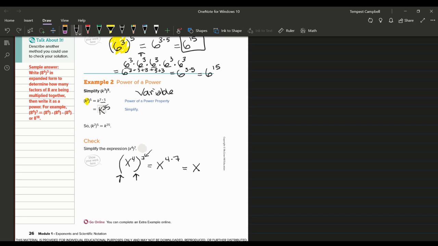And so we get x to the power of 4 times 7, which is not 35. 4 times 7, which is 28. So x to the power of 28.